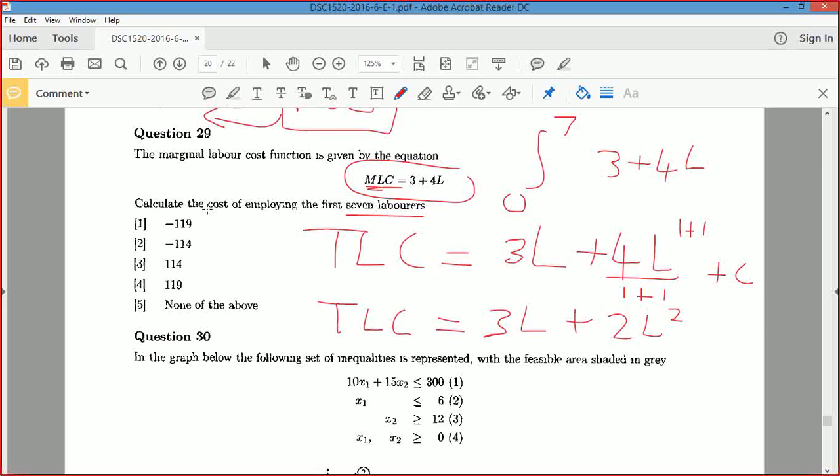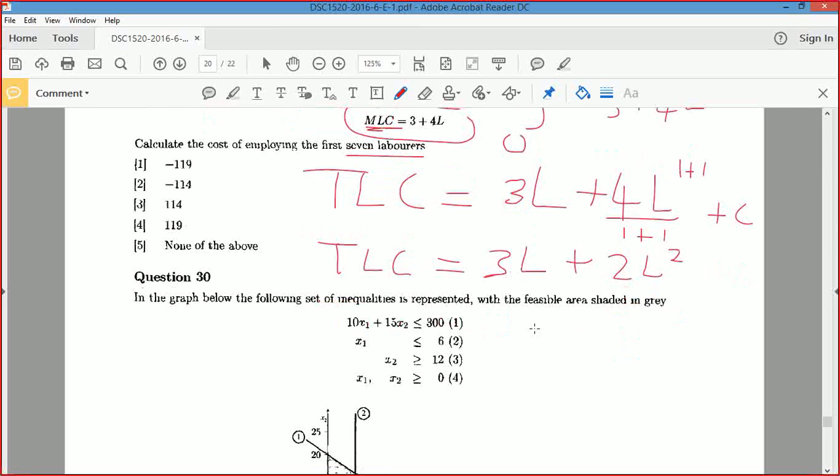What did they say? Calculate the cost of employing the first 7 laborers. So we need TLC 7 and we need TLC 0. What is TLC 7? 7 times 3 is 21. 7 squared is 49. 49 times 2 is 98. 98 plus 21 is 119. Okay, TLC 0.